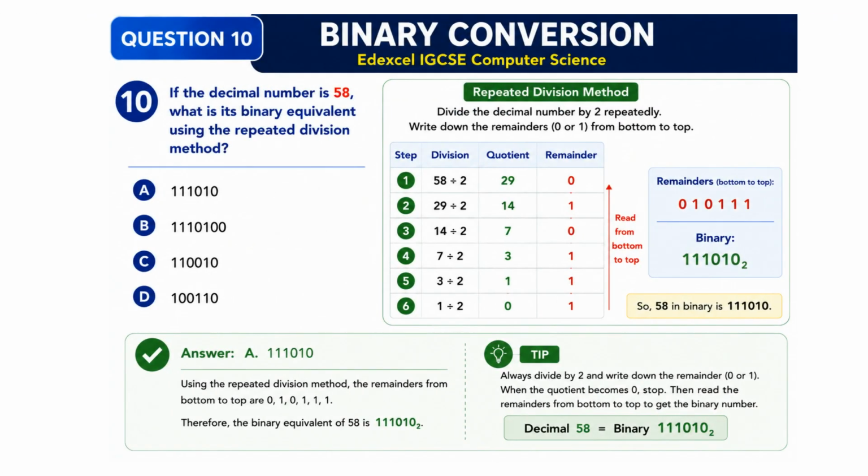If the decimal number is 58, what is its binary equivalent using the repeated division method? Take a moment to look at the options. The correct answer is option A, 111010.